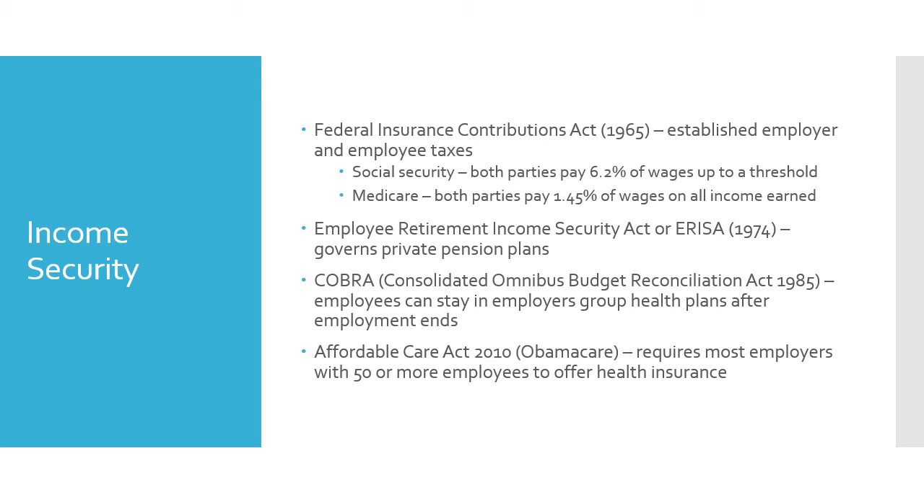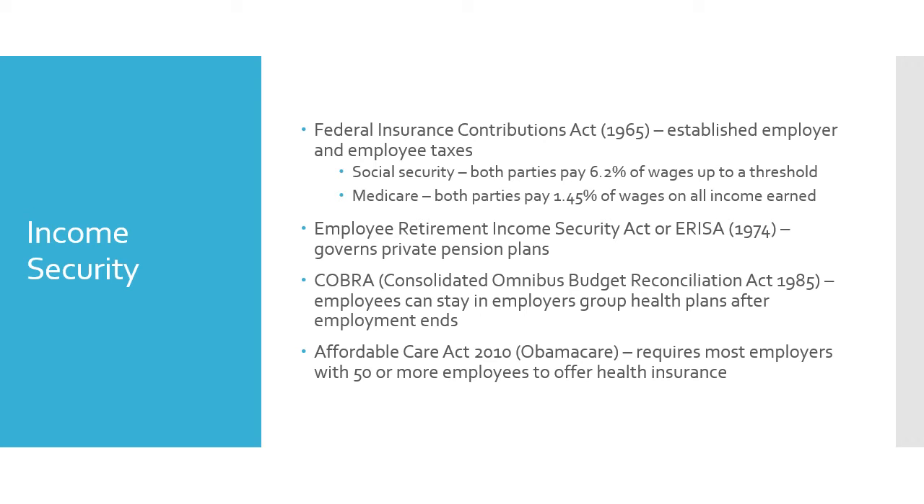So Federal Insurance Contributions Act, which is FICA. All right. So this established our entitlement programs on both employer and employees. So if you've ever looked at your check and seen Social Security and Medicare come out either separately or together as FICA, know that your employer has paid that same amount. So the tax is actually twice the amount you see come out of your check.